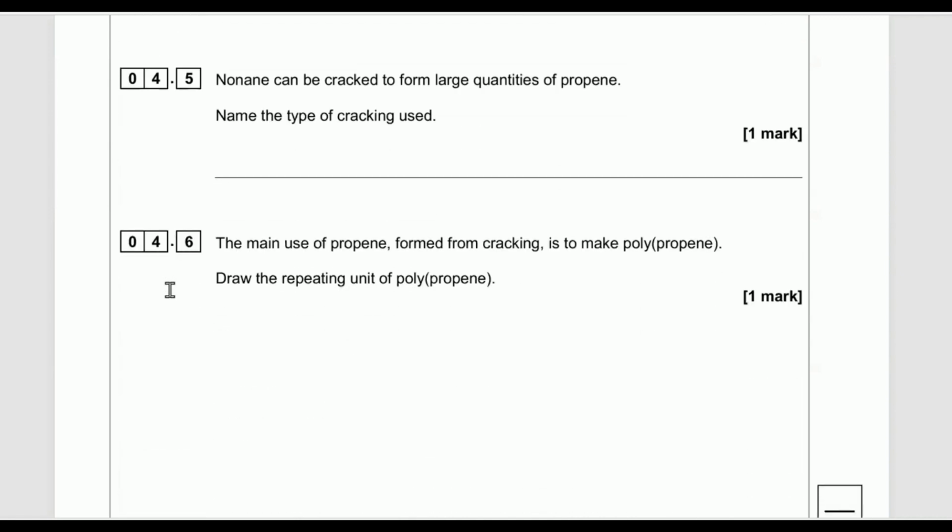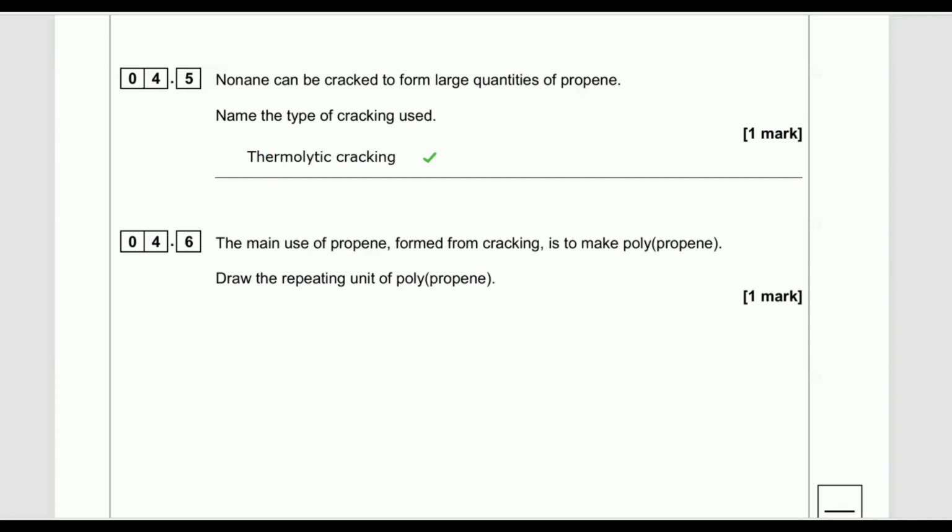Nonane can be cracked to form large quantities of propene. Name the type of cracking used. So this is going to be thermolytic cracking, or you can just call it thermal cracking. Either one will get you the mark. So it's where you use a very high temperature and you're going to produce some alkenes.